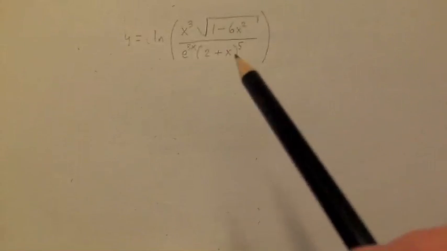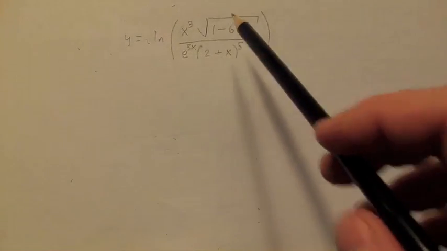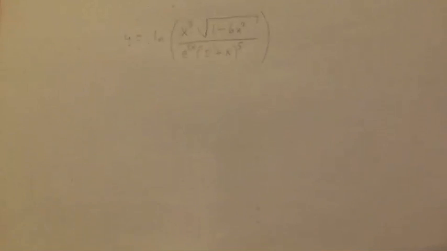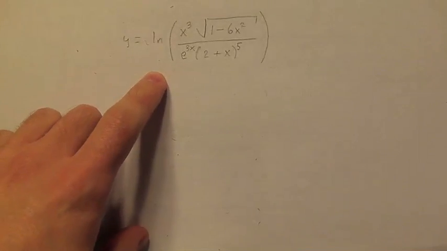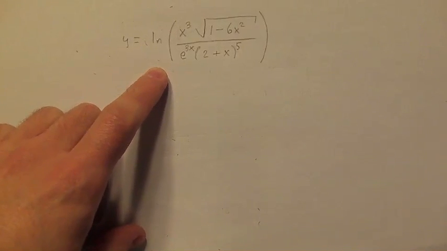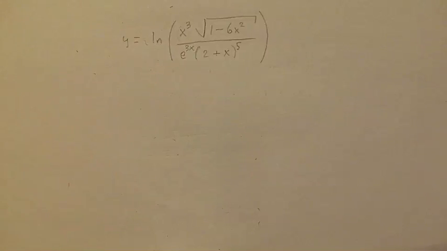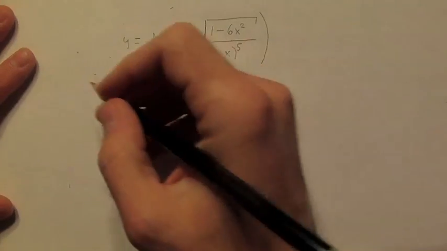This is going to be a quotient rule with a product rule on the top and a product rule on the bottom, and within each product rule is going to be chain rules. Okay? This is going to be nasty if you try to do it that brute force way, where it's just 1 over the stuff times the derivative of the stuff. What we're going to do instead is break this up using log rules.